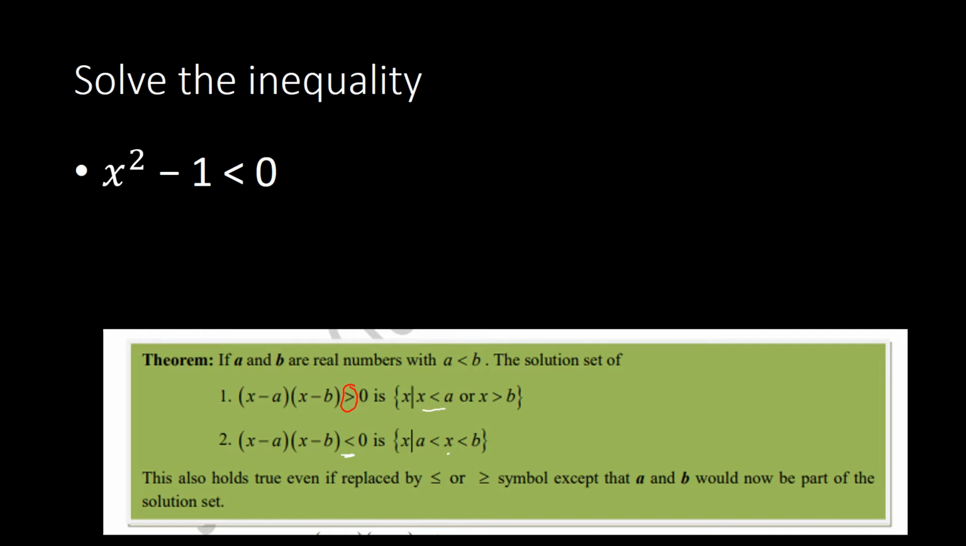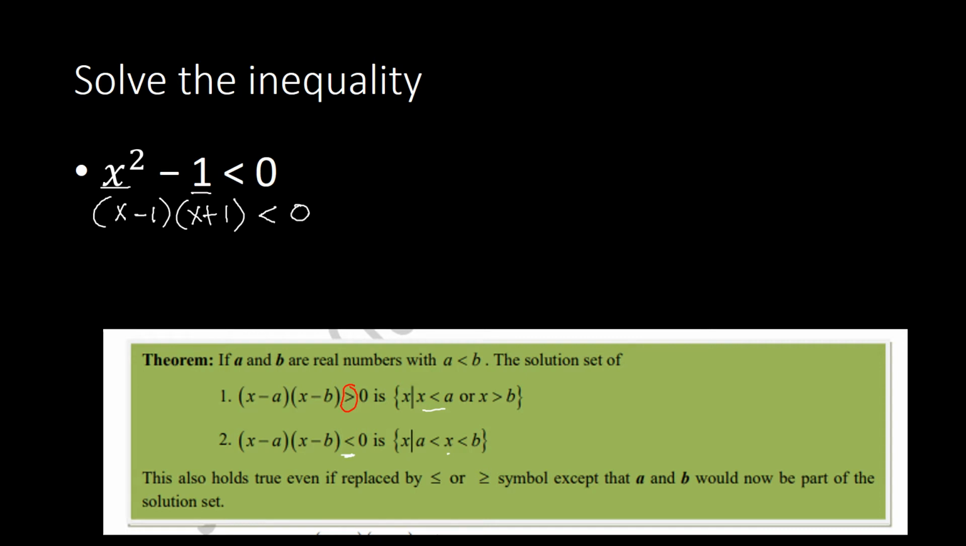So let's go for this one. We can factor this using the difference of two perfect square binomials, because x squared is a perfect square and 1 is a perfect square. So we can factor it as x minus 1 times x plus 1, and this is less than 0.